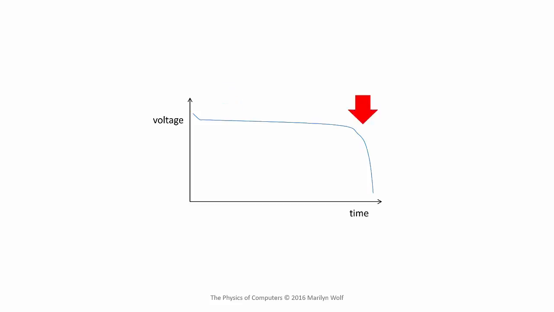As we start to run out of charge, the voltage drops very quickly. And we can in fact use this to indicate that the battery will run out of power soon. If we can determine that, we can then start to shut down the system in an orderly manner and avoid losing data.